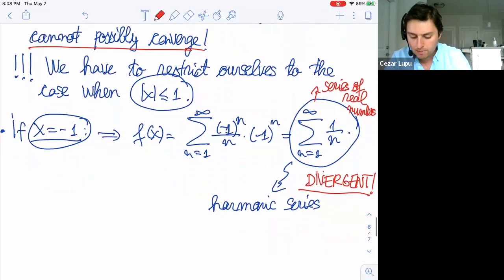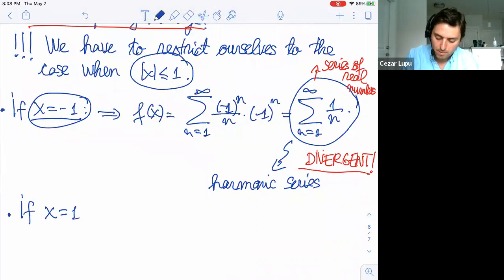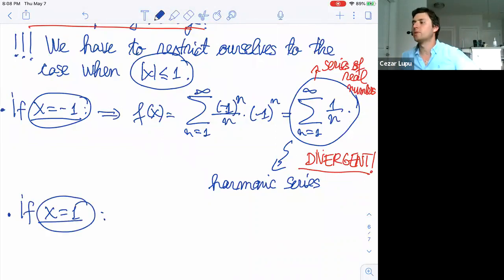All right, and then we've seen that this endpoint at x equals -1, again, we do have problems. All right, great. Now, let's look at the other endpoint. What can you tell me if x equals 1? I want you to tell me. What do you think is going to happen here?